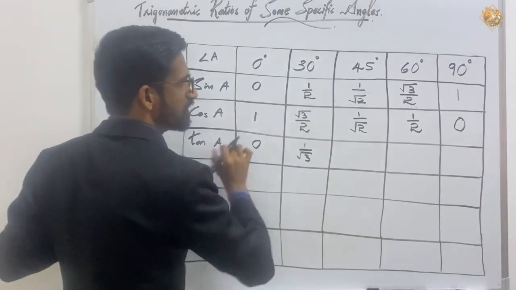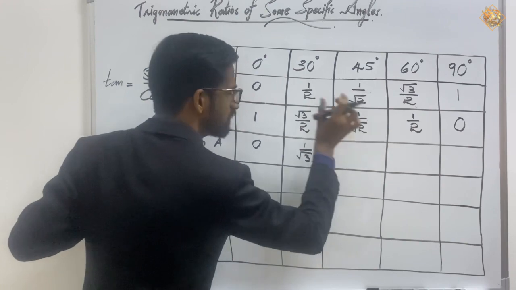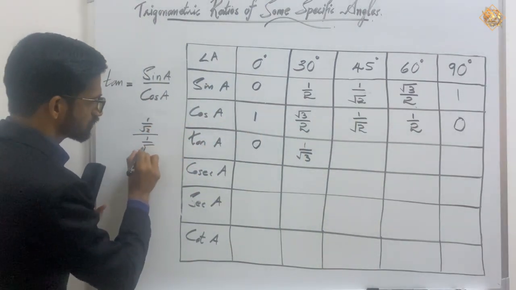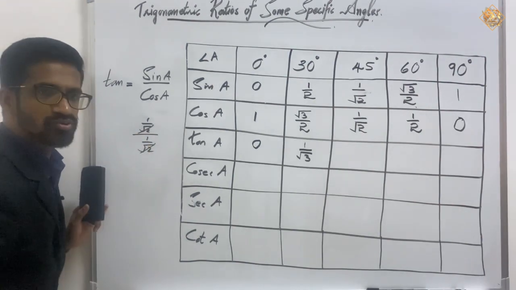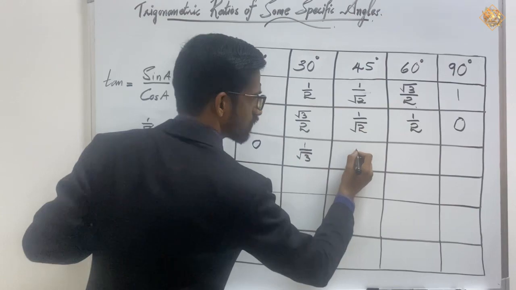Now tan 45, that will be sine by cos, that is 1 by root 2 divided by 1 by root 2. Both root 2 will get cancelled, that is 1 by 1, that is 1, isn't it? That is 1.